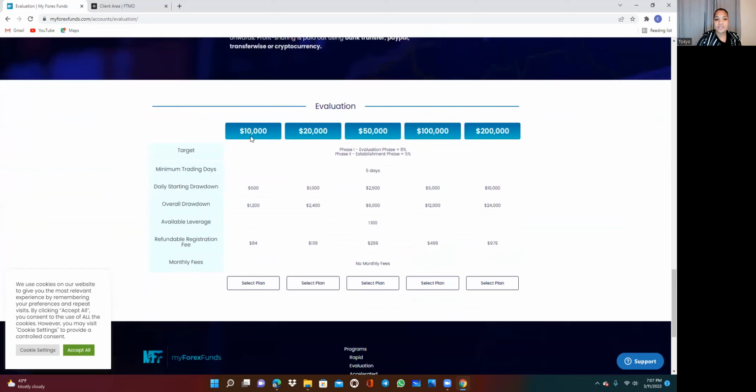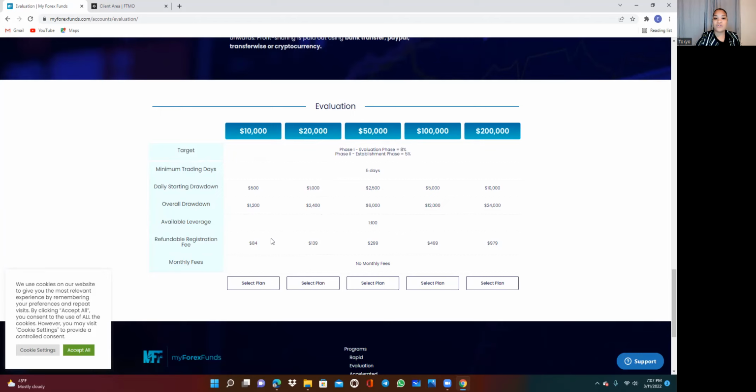So let's just see. If you were to get a 10K account, it will cost you $85. You can't exceed $500 in drawdown, and for the duration of the phases, or even when you're live, you cannot exceed $1,200 in drawdown. So let's go to the 20K. This is $139. You cannot exceed $1,000 in drawdown, and the overall drawdown, you cannot exceed $2,400.